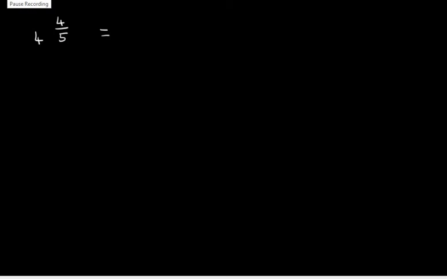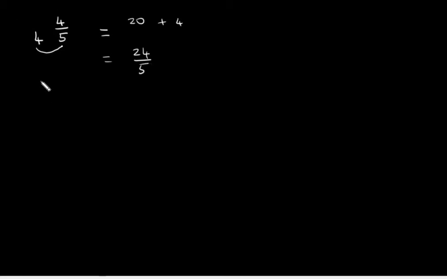Let's look at the next example. 4 and 4/5. What are we expected to do? We are expected to multiply 4 times 5, and then we've got to add the 4. 4 times 5 is 20, and we need to add the 4. So that would give me 24/5.